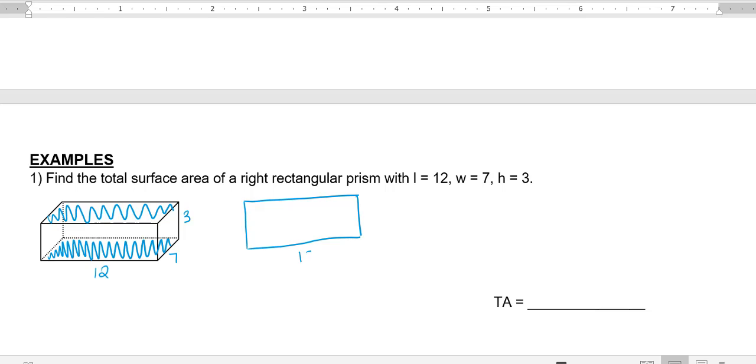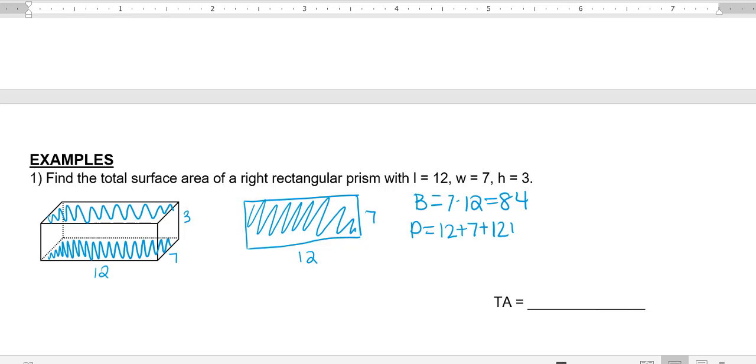So my dimensions of this base are 12 by 7, right? The area of that lovely base. I want to find my big B, which is my area, which is 7 by 12. And then I also want to find my perimeter of the base, which I'll need for my surface area. I add 12 and 7 and 12 and 7, and I get 38.